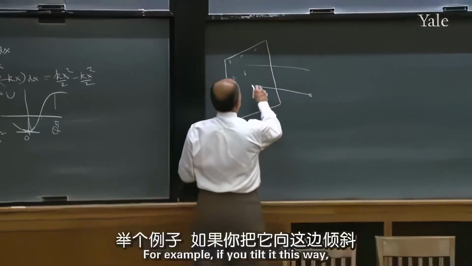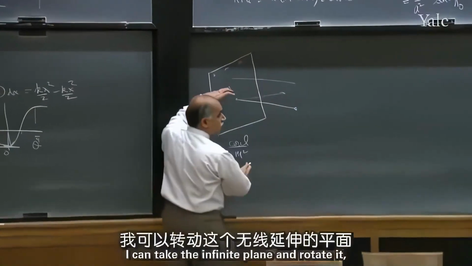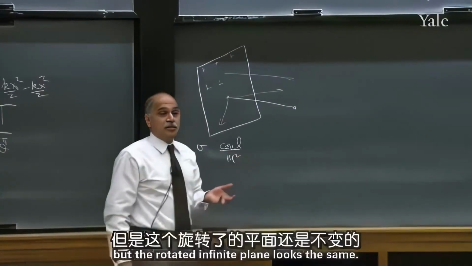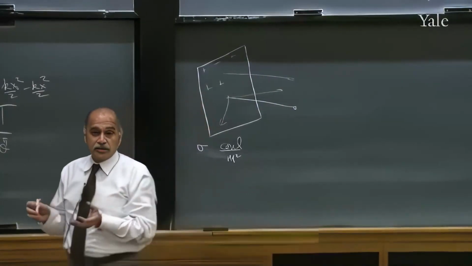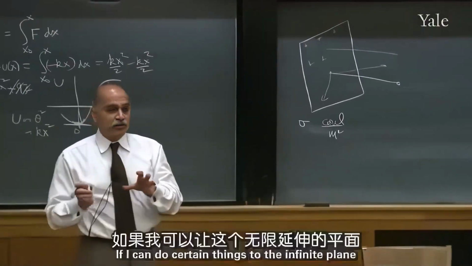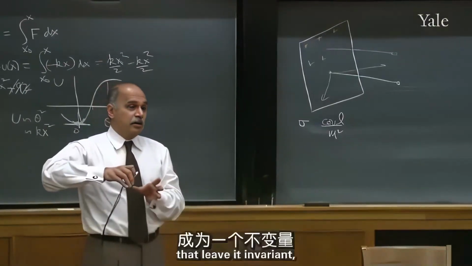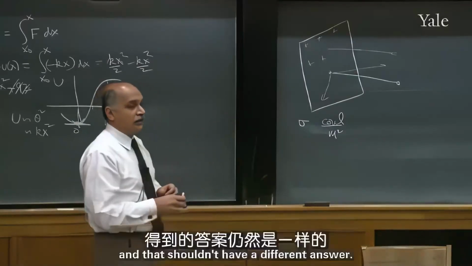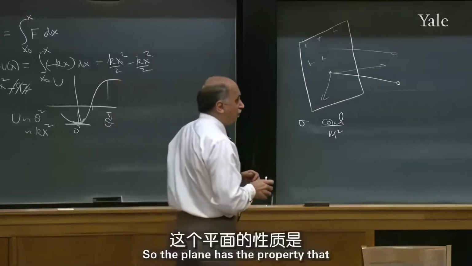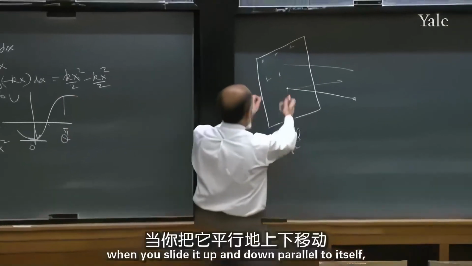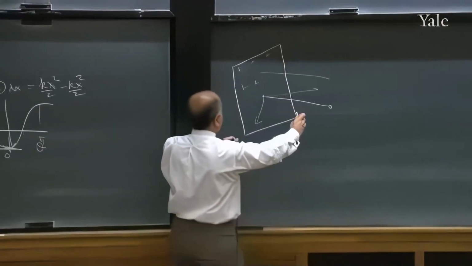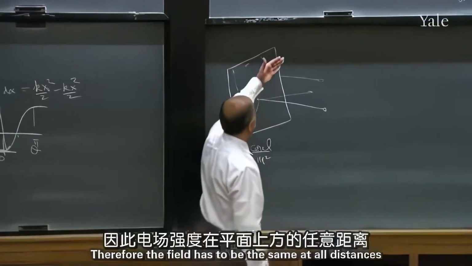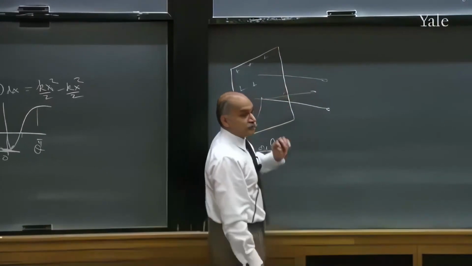For example, if you tilt it this way, I can take the infinite plane and rotate it, then the tilt will be in some other direction, maybe like that, but the rotated infinite plane looks the same. In other words, if the cause does not change, the effect should not change. So if I can do certain things to the infinite plane that leave it invariant, then I can do the same transformation to the location of the point, and that shouldn't have a different answer. So the plane has a property that when you slide it up and down parallel to itself, or twist it and turn it, it looks the same. Therefore, the field pattern should have that property. Therefore, the field has to be the same at all distances from the plane, anywhere on top of the plane.